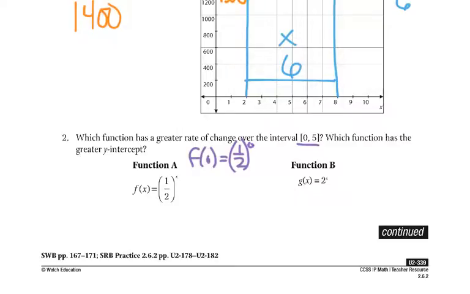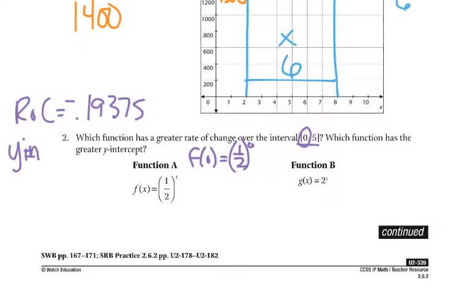So it would be a rate of change of negative 0.19375. Okay. Then to find the y-intercept, make the x 0, which we did right there, and we found out that that became 1. So our y-intercept is 1.